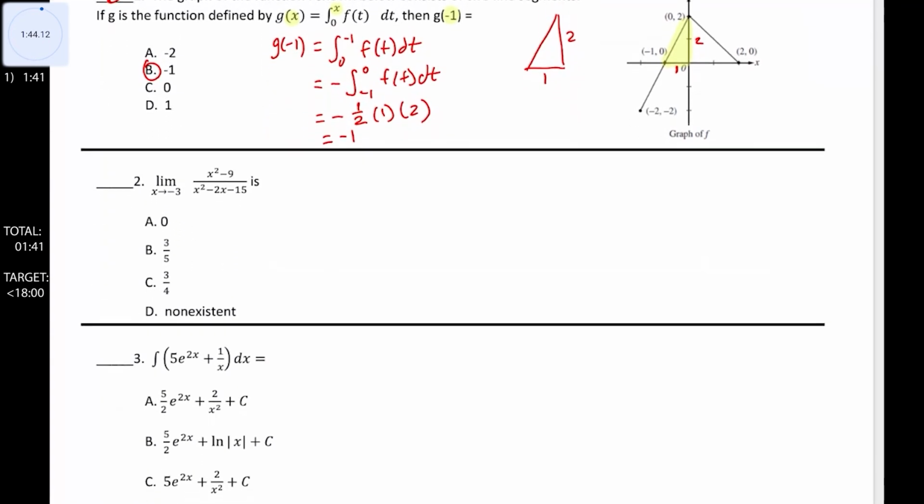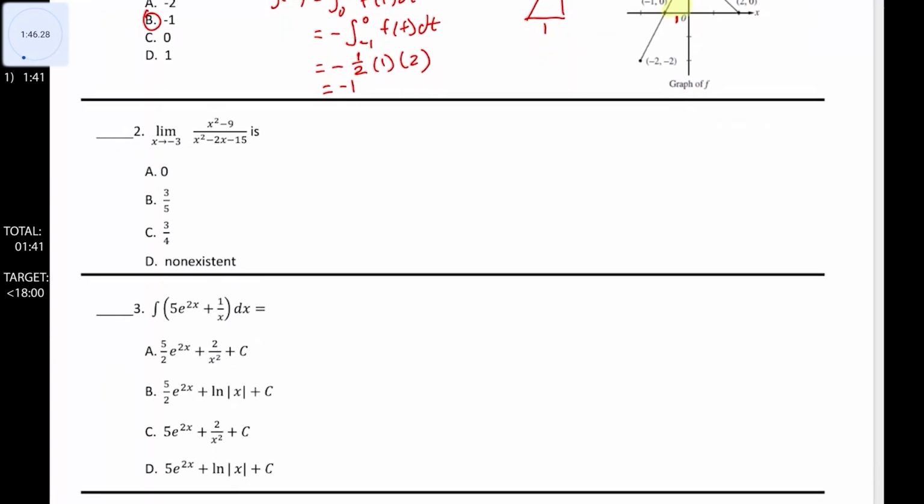Number 2 is asking for the limit as x approaches -3 of this rational function. Now there are 2 different ways that we could solve this, 2 different methods. One method that we could use to find this limit is to factor and cancel. In other words, if we factor both the numerator and the denominator and then cancel out the like factor, we can then use direct substitution and find our limit.